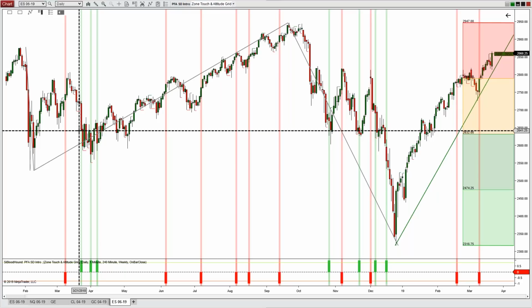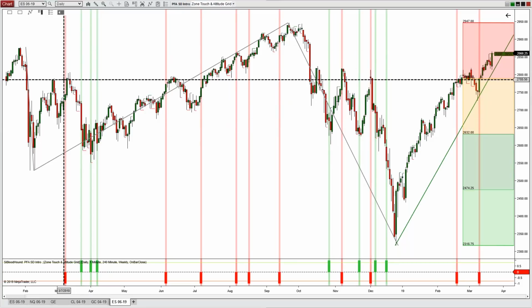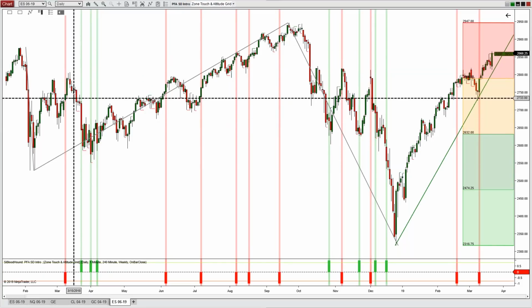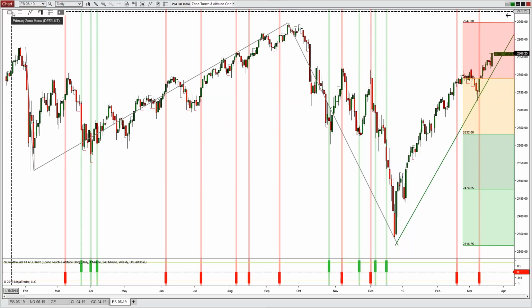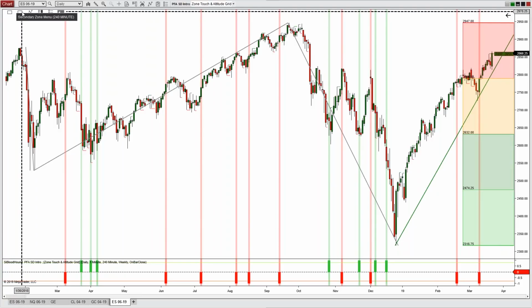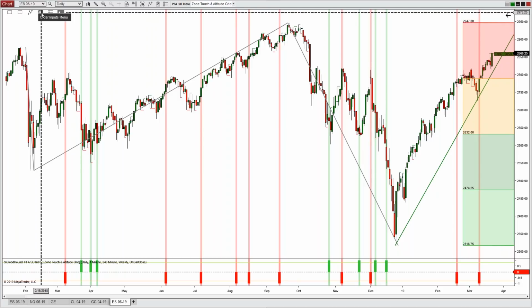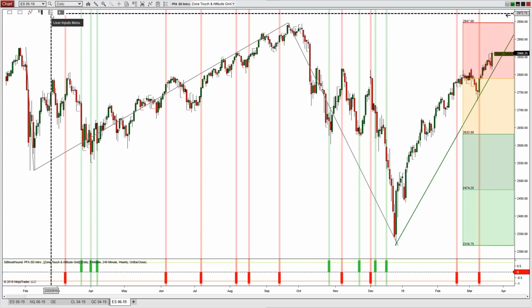So over here, we were preparing ourselves for a selling opportunity. Let's look at the reason why. And we need to understand the software first. So if I look up here, I'm going to hover my mouse over a primary zone menu. If I move to the right, we can see a secondary zone menu. And then we have our tools, order inputs, as well as our user inputs.